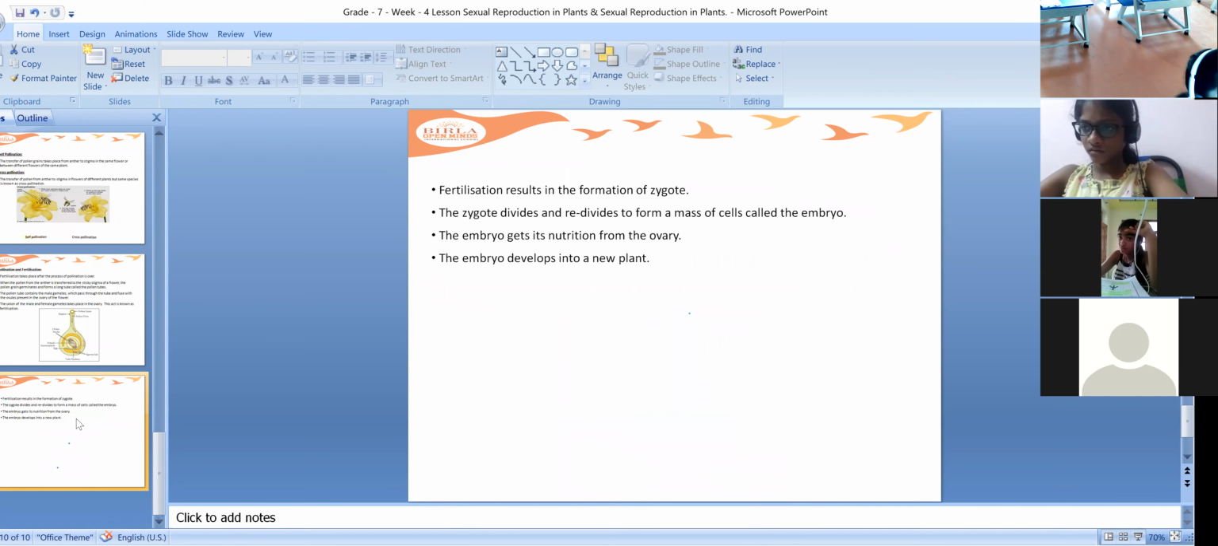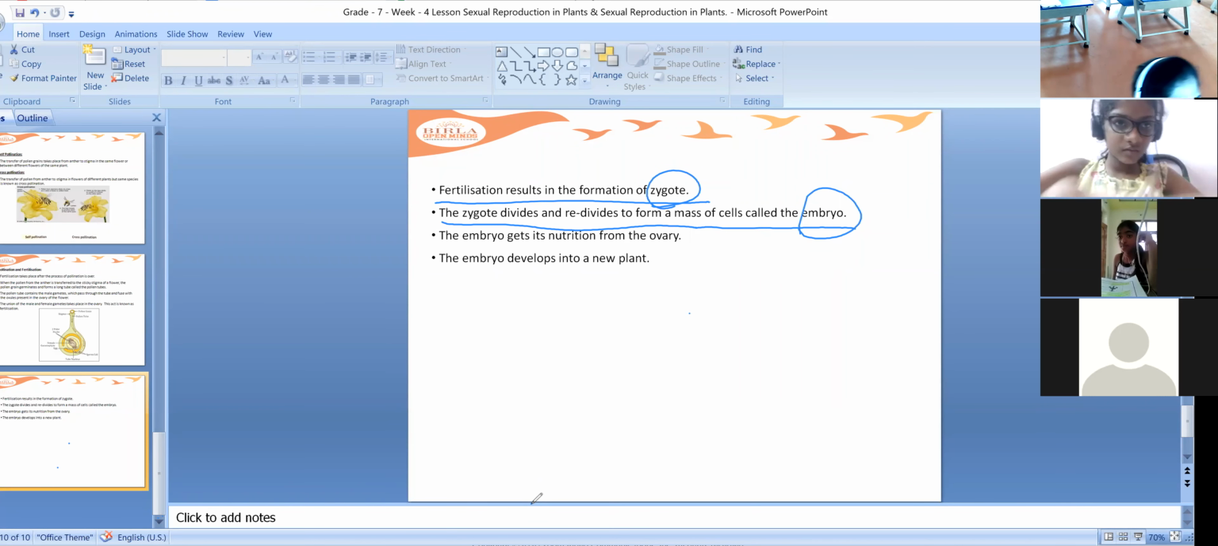Now, fertilization results in the formation of a zygote. Okay, after fertilization, the male sperm cell meets the female gametophyte, which is the egg. Now fertilization takes place. It results in the formation of a zygote. The zygote divides and redivides to form a mass of cells, which is called an embryo. Underline it, which is called an embryo.